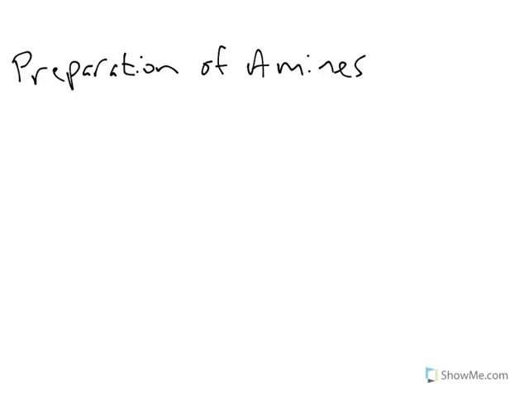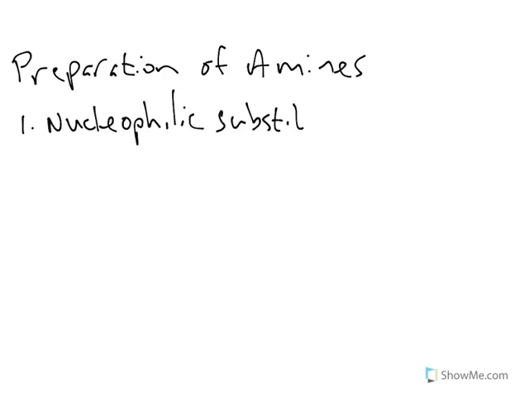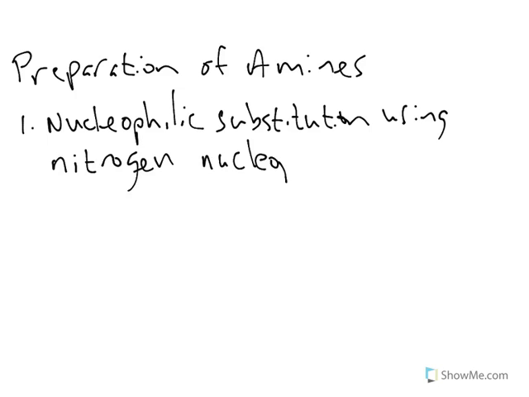So it's going to be useful to know how to prepare them. So the preparation of amines is what we're going to be looking at next. Some of this may be a review, all right, but we're going to look at 3 ways in which to do this. First, we're just going to look at nucleophilic substitution using a nitrogen nucleophile. Next, we're going to look at reduction of nitrogen-containing functional groups.